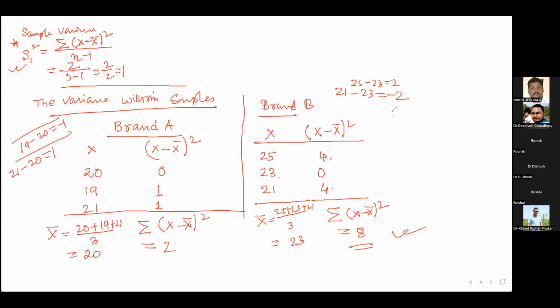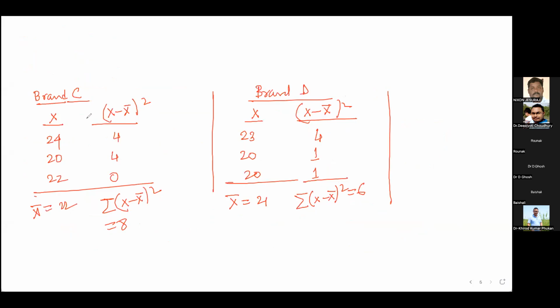Now, I would like to see the sample variance for the second case. Here also in the second case, we have the summation of x minus x bar whole square divided by n minus 1. So the summation of x minus x bar whole square is equal to 8, and n minus 1. What is n? 1, 2, 3. n minus 1: 3 minus 1 is equal to 2. So 8 by 2 is equal to 4. So here it is 4 for the second case.